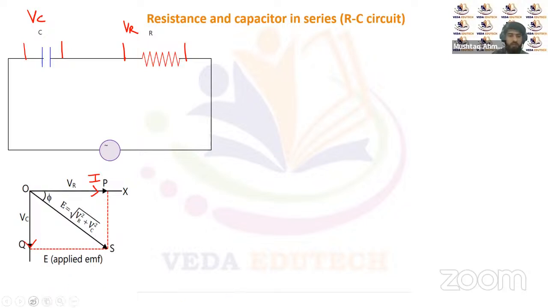This resultant EMF will be once again nothing but the square root of VR square plus VC square, right? And the current through them will be the same. That will be equal to I.